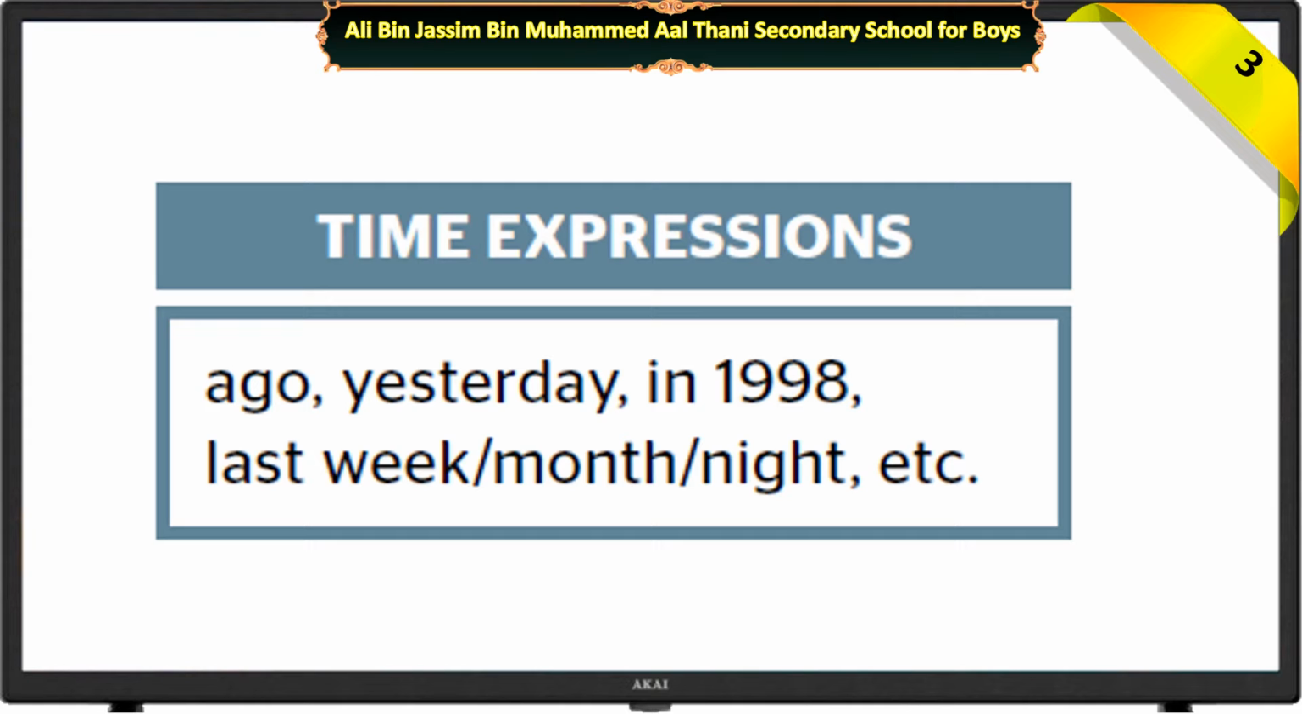Time expressions used are ago, yesterday, in with a year, for example 1998, last week, month, night, etc.